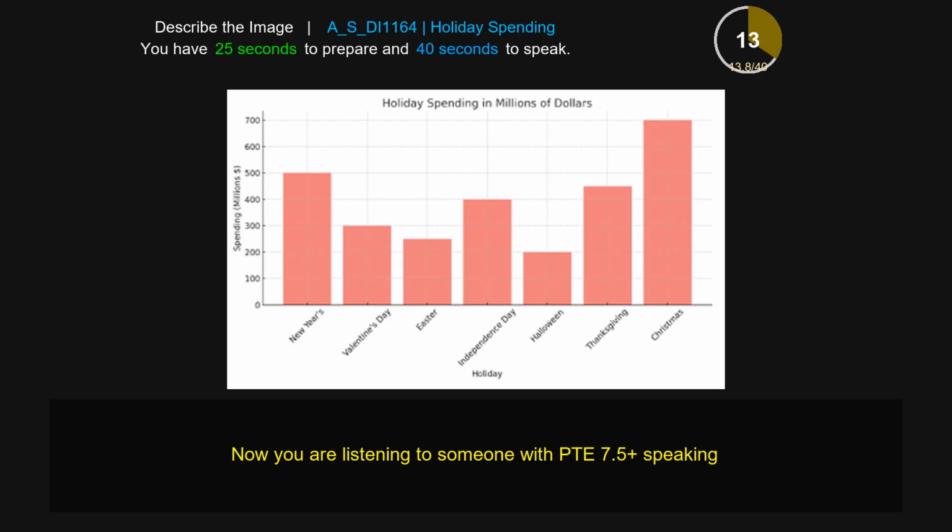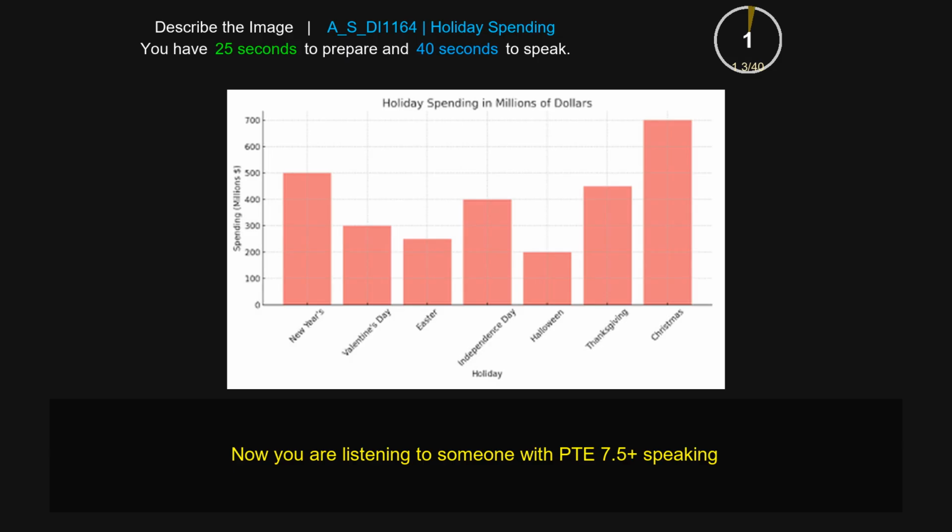Firstly, the maximum value can be found in Christmas, which is 600, and the minimum value can be found in Halloween, which is 200. If we compare the highest and the lowest portion, we can see there are big differences, such as New Year's and Independence Day. Overall, the graph is very informative.